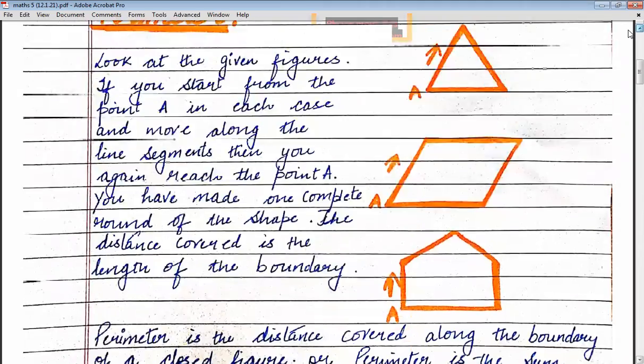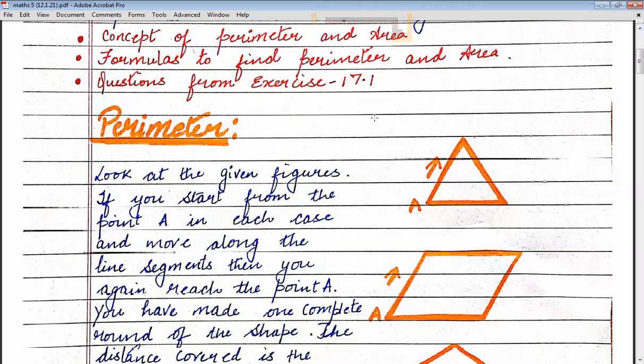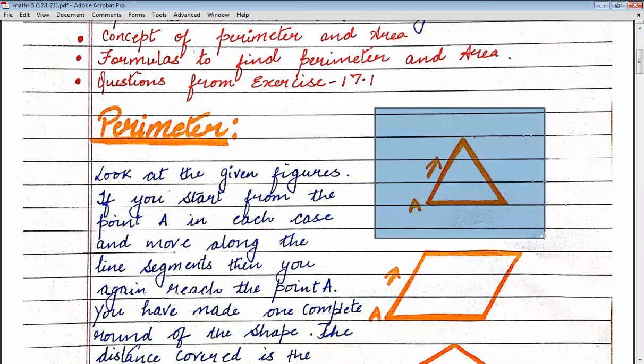Now let us discuss what is a perimeter. Now children, look at this figure. This is a triangle. Now what is the perimeter? Perimeter is just the outer boundary of a closed figure. Now children, what is the outer boundary? I am marking it with a blue line. So this is the outer boundary of a triangle, and this boundary is your perimeter. So what is the perimeter? Perimeter is the length of the outer boundary.